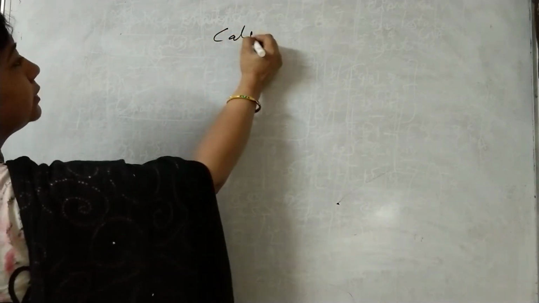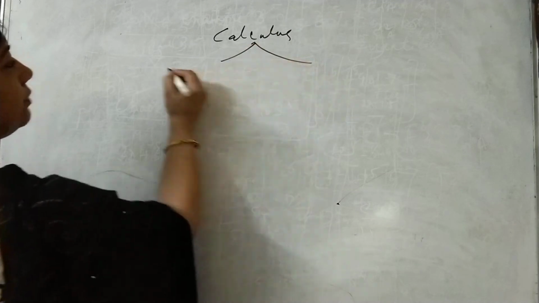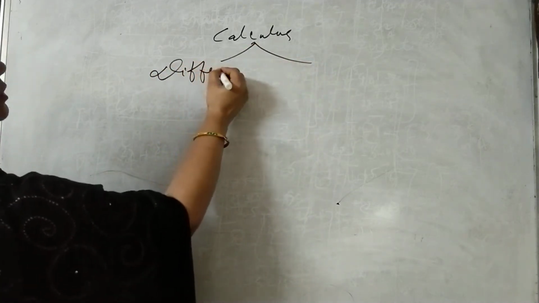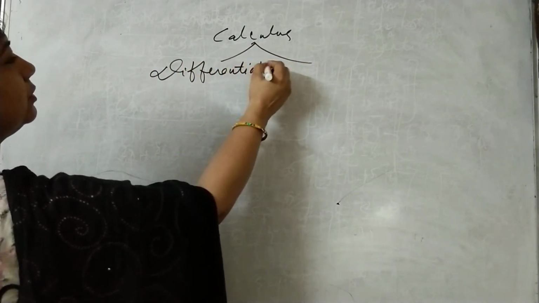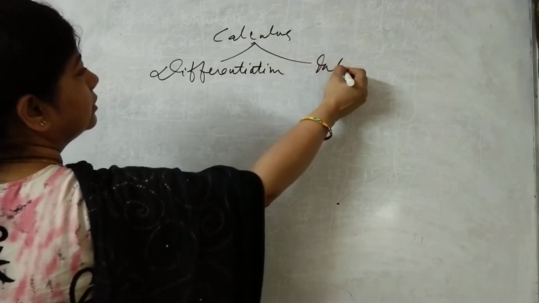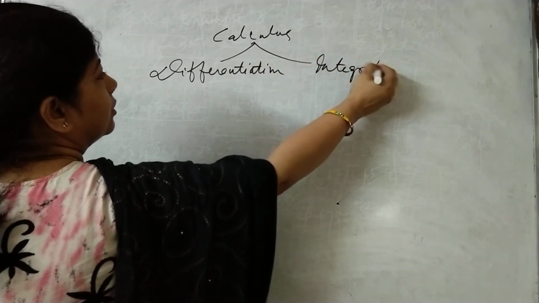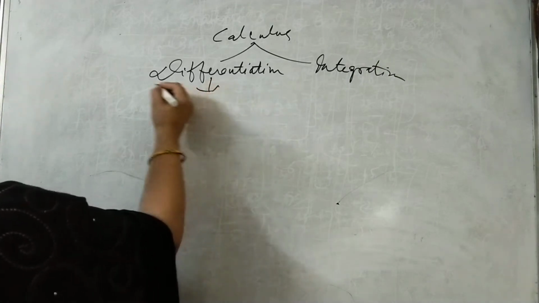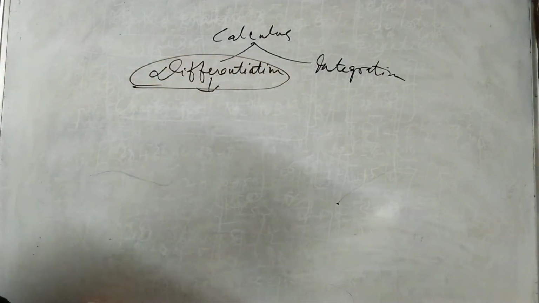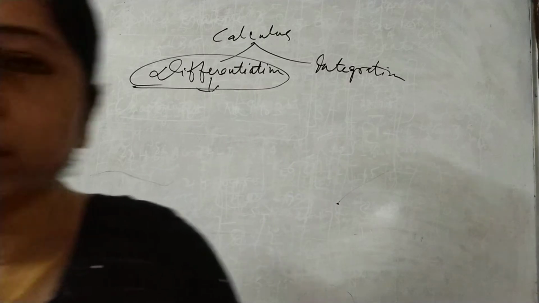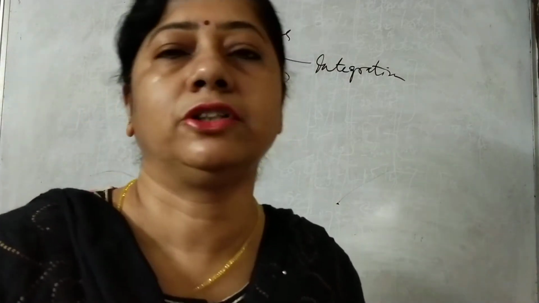So broadly categorizing, calculus is divided into two parts. If you get to see, calculus has got two parts: differentiation and then integration. Today we will be doing differentiation. We will be focusing on differentiation, and we are going to see how we can apply differentiation in different parts or places where we are using physics.